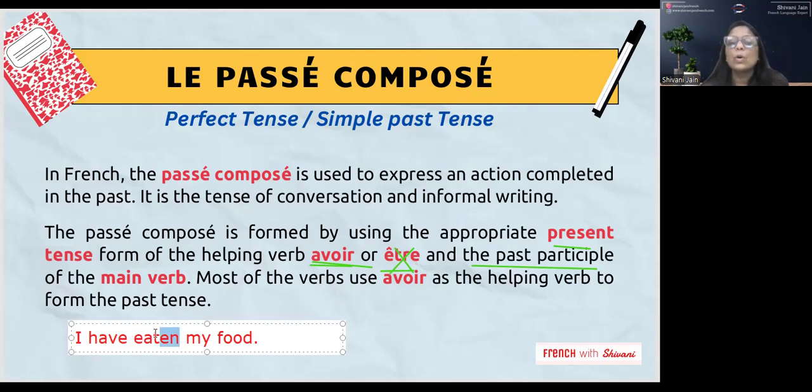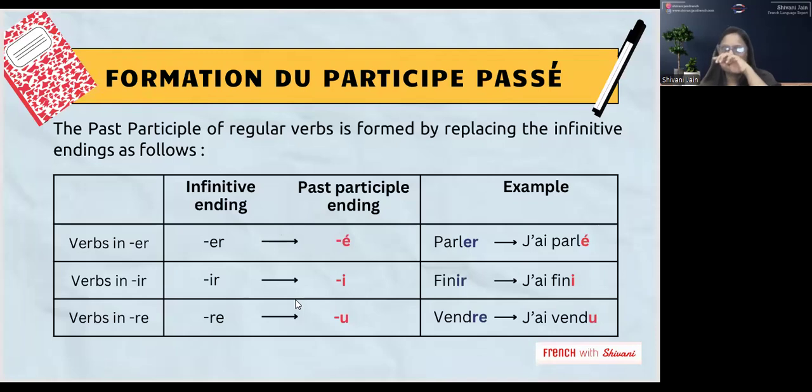Similarly, from where this eaten has come from, this we will learn in French. Okay, so this is called the past participle. Now in French, how do we form the past participle? Here it is, formation du participe passé. The past participle of the regular verbs is formed by replacing the infinitive endings as follows.